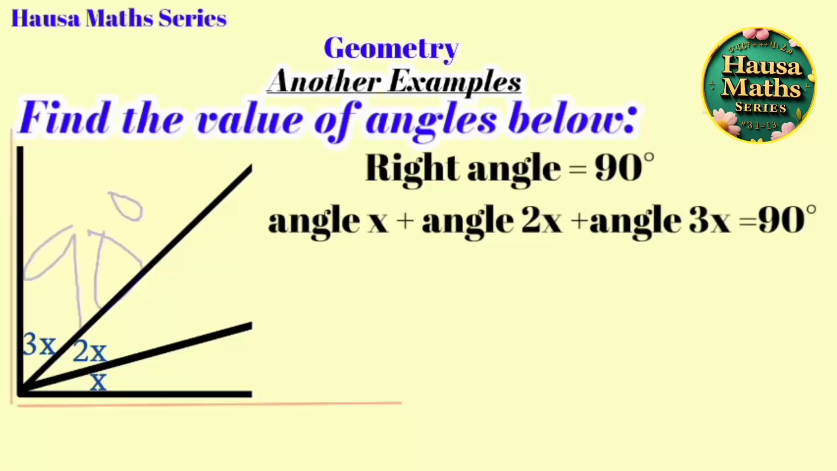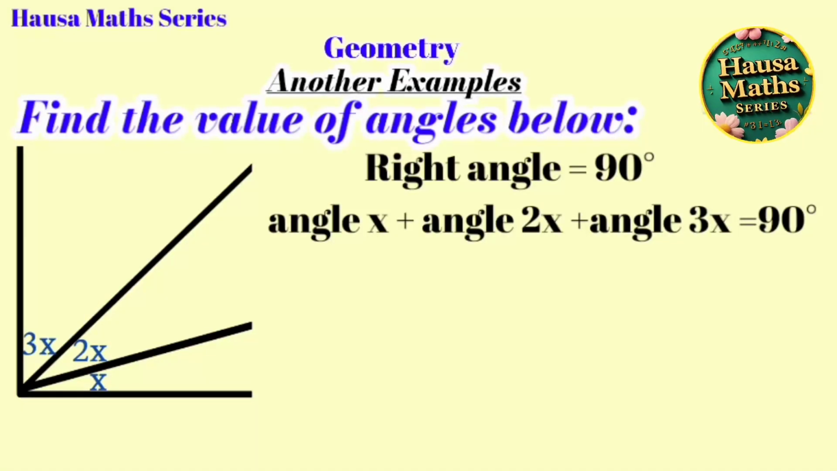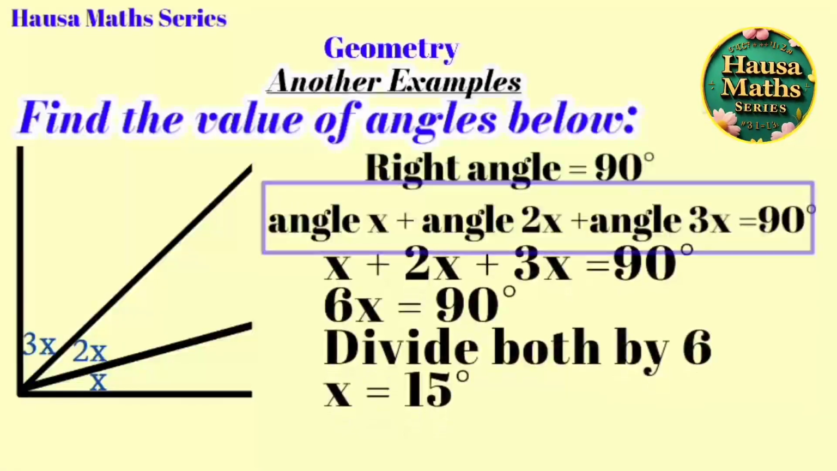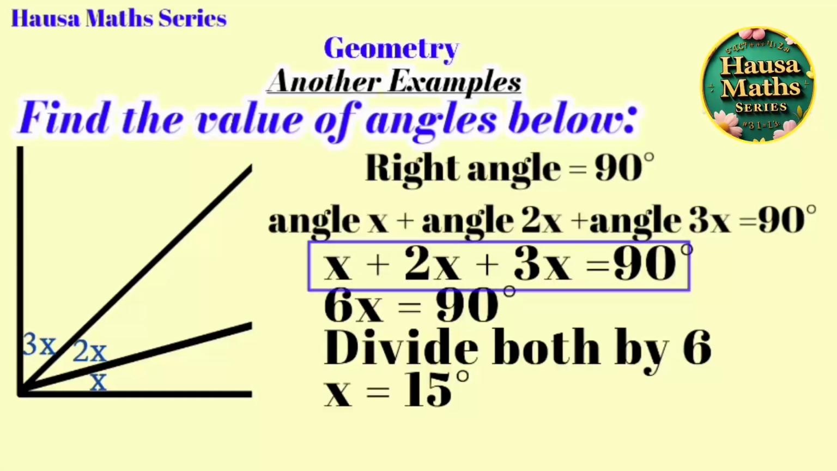This angle is a right angle. It's a form of an angle that has a complete 90 degrees. So once we add the total angle x plus 2x plus 3x, it's going to give us completely 90 degrees. All these three angles are going to give us a complete 90 degrees. So we are going to add x with 2x and 3x. x plus 2x plus 3x is equal to 90 degrees.